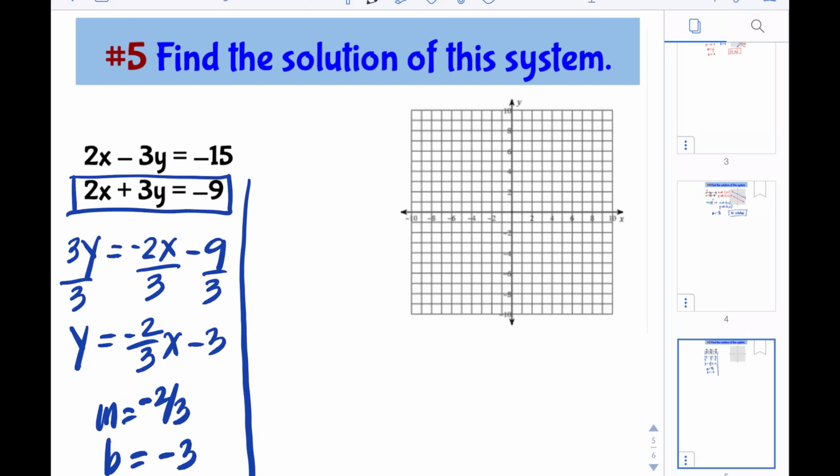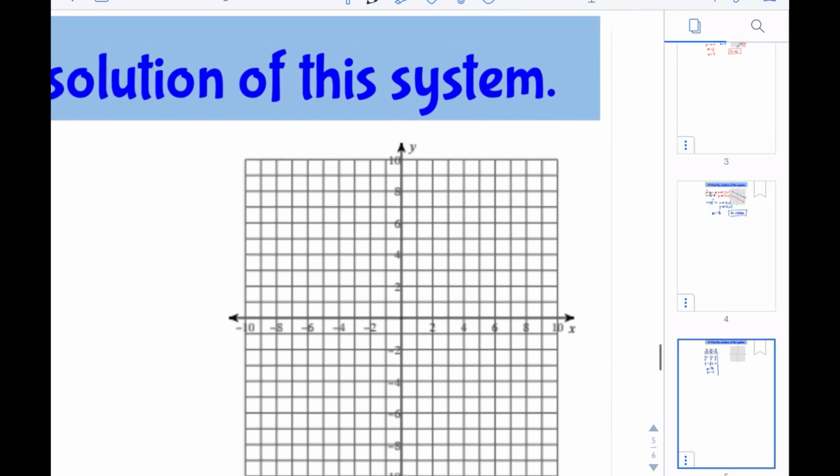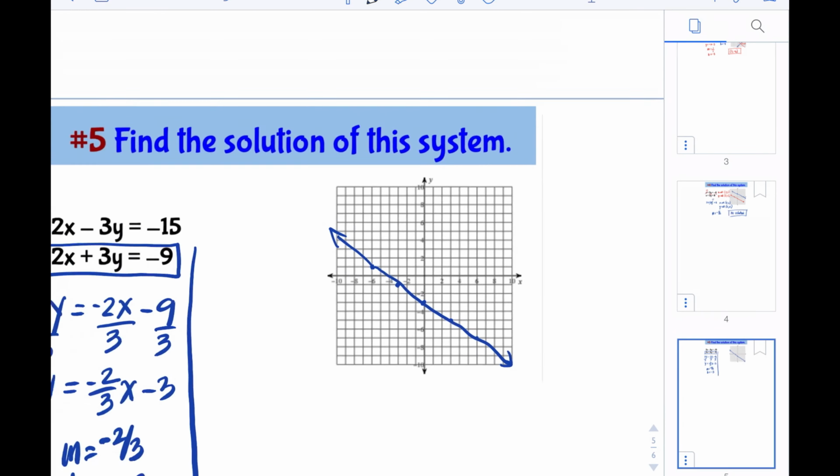So I will graph that. I have a y-intercept of negative 3 and the slope is negative 2/3. So I need to go 2 down, 3 to the side, 2 down, 3 to the side. I will graph more points. That's also the same thing as 2 up, 3 to the left, 2 up, and then 3 to the left, and so on. So this is the graph of our equation. And I always use a straight edge when graphing.